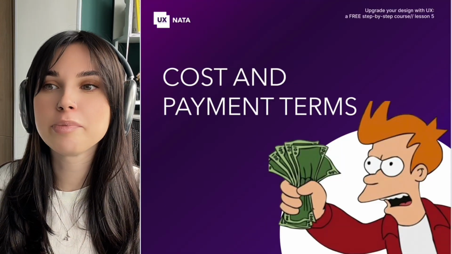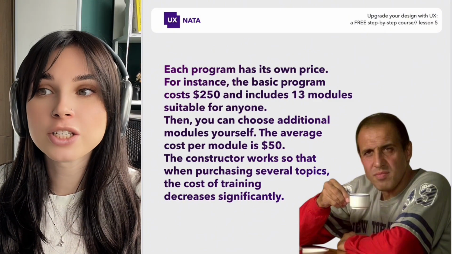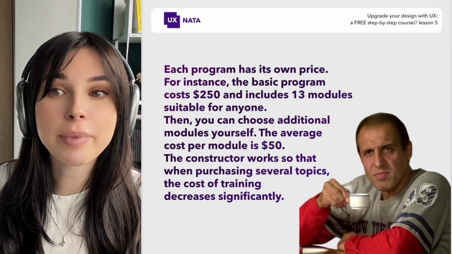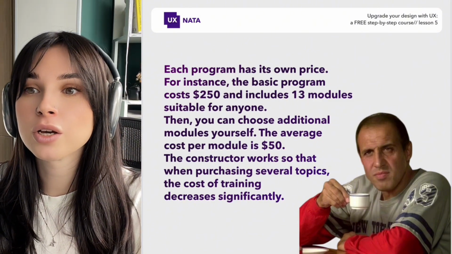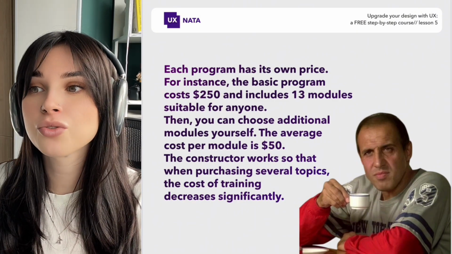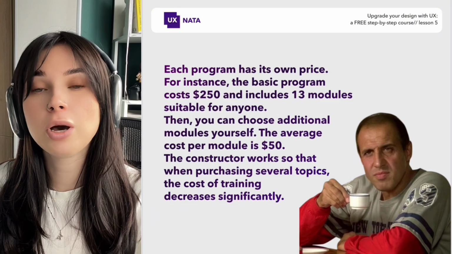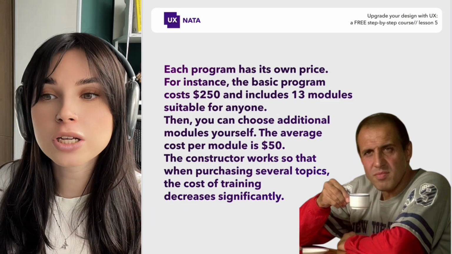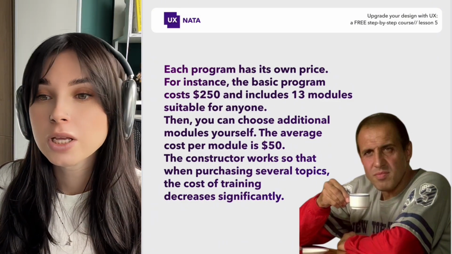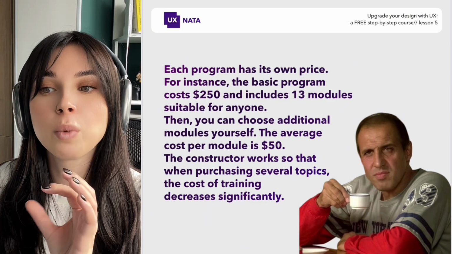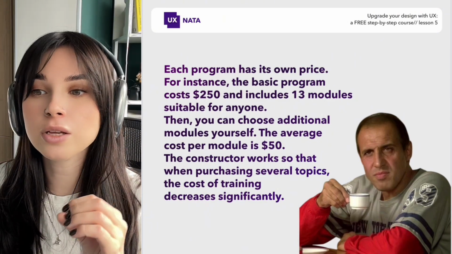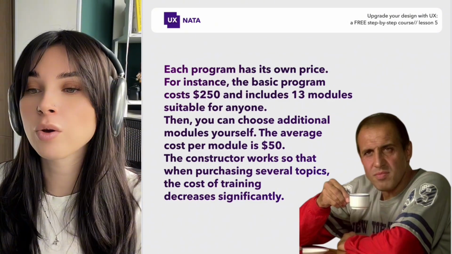So, cost and payment terms. Each program has its own price. For instance, the basic program costs $250 and includes 13 modules suitable for anyone. Then you can choose additional modules yourself. The average cost per module is $50. The constructor works so that when purchasing several topics, the cost of training decreases significantly, of course.